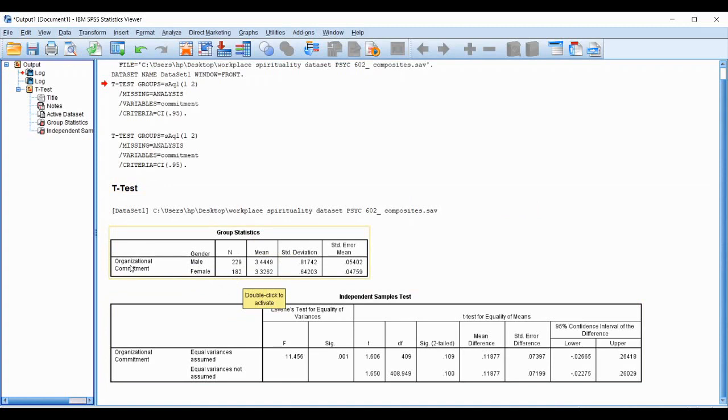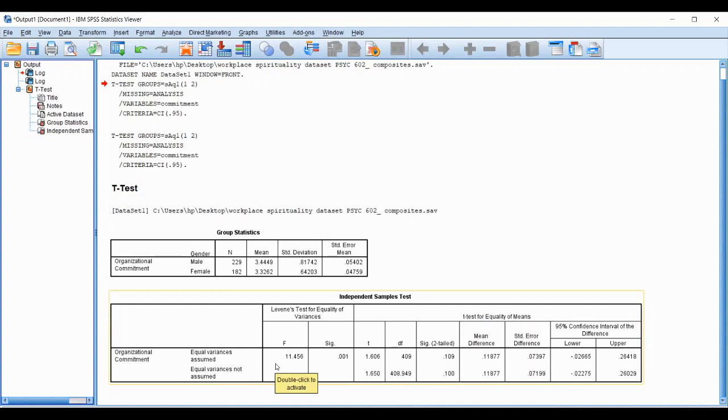For you to know whether there's a difference between the two groups on organizational commitment, we use the means. You can see that the males had higher means than the females. So to some extent, there's a difference. But with inferential statistics, we don't just use the descriptive statistics to make conclusions. So you are supposed to move to the next table, which is the Independent Samples T-Test, to find out whether the differences we are having here are significant or not.